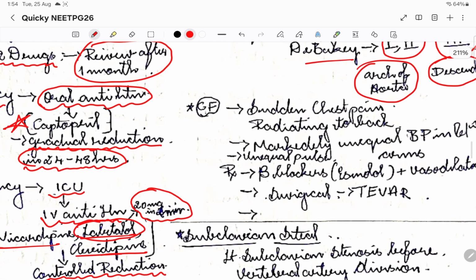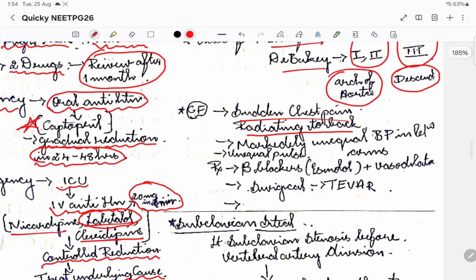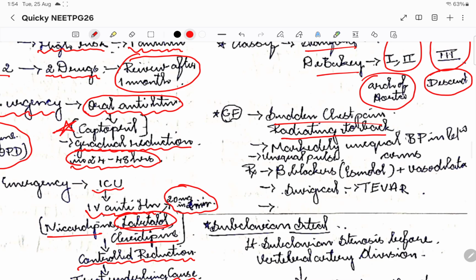Here the clinical features will be sudden chest pain radiating to the back. This is also an emergency. There will be markedly unequal BP between the arms. If we take the BP, there will be a BP difference; in the questions also they will be giving you this only. There was a BP difference between the 2 arms or between upper limb and lower limb. That difference will be there. With respect to aortic dissection, this is the best pathognomonic sign. Please remember this, markedly unequal BP. Then there will be unequal pulses also.